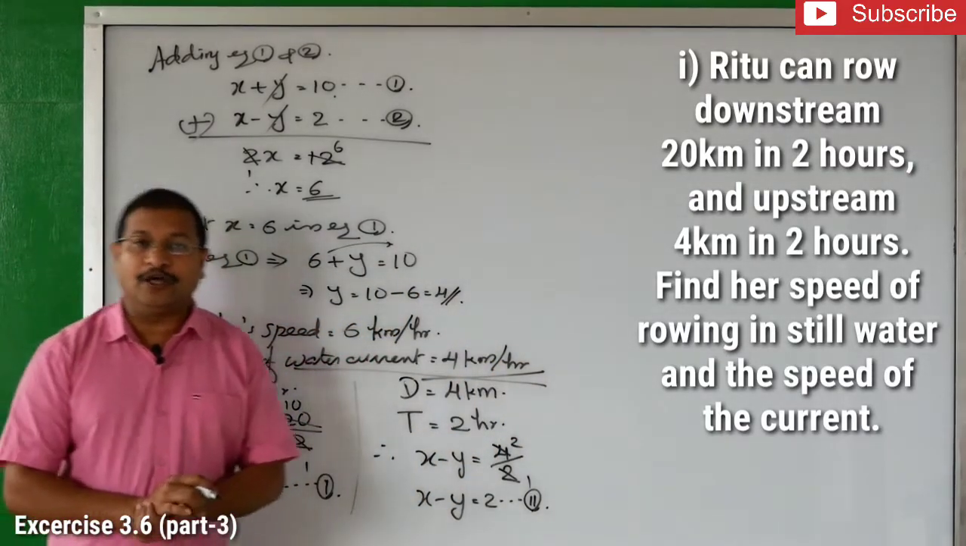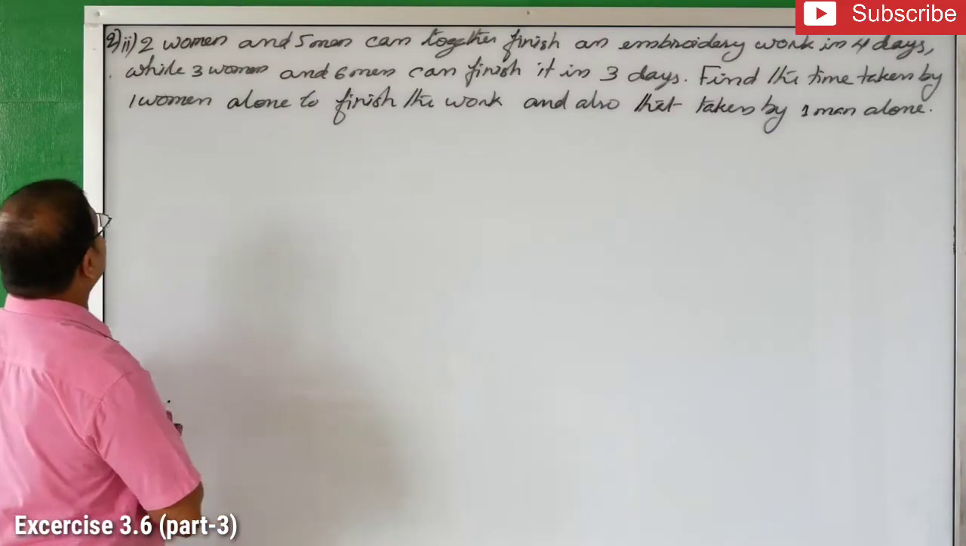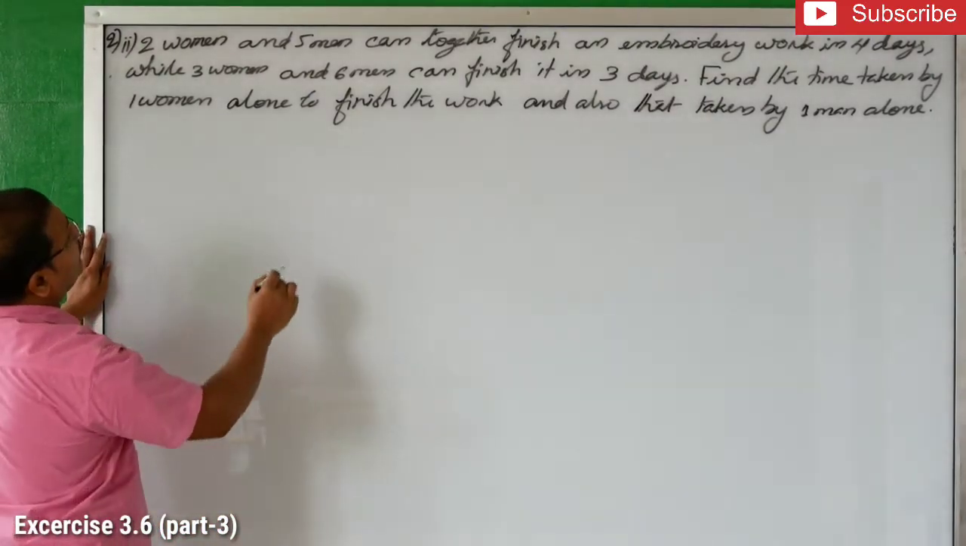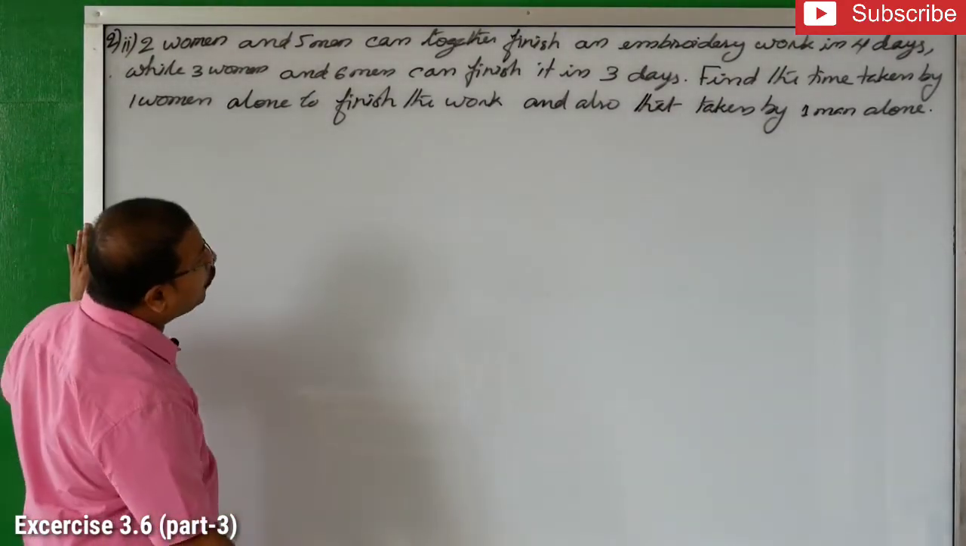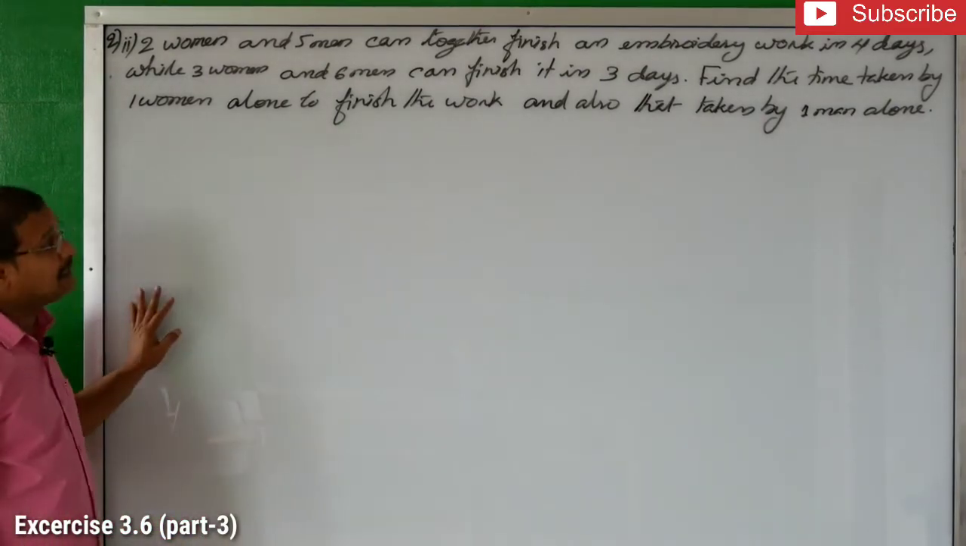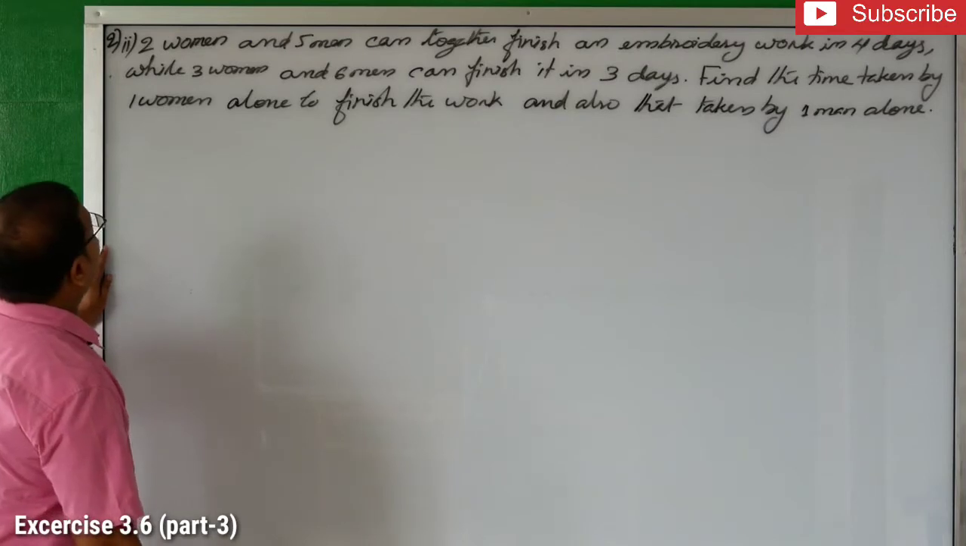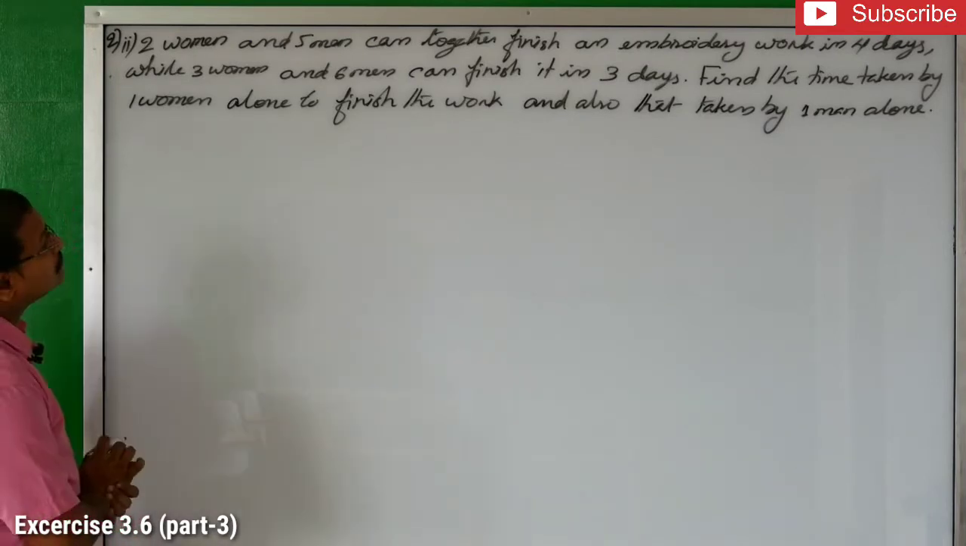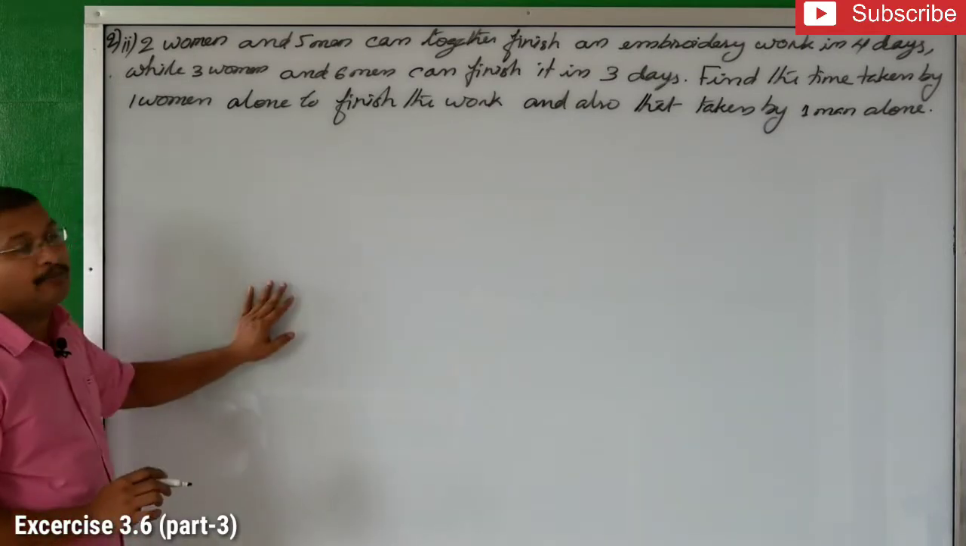Ready? Let's go to the next question. The second question: 2 women and 5 men can together finish an embroidery work in 4 days, while 3 women and 6 men can finish it in 3 days. Find the time taken by 1 woman alone to finish the work, and also that taken by 1 man alone.